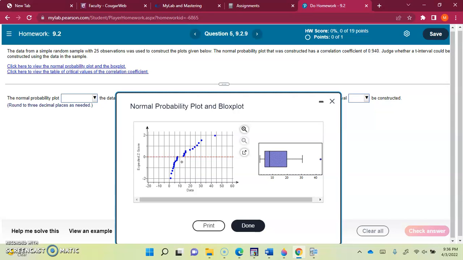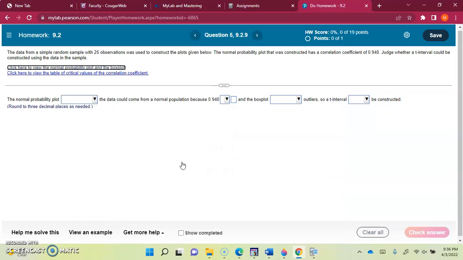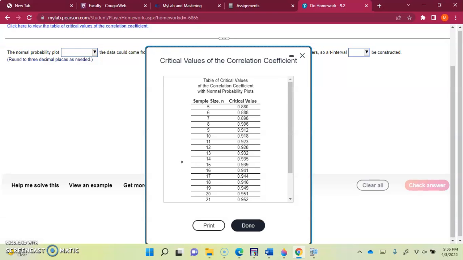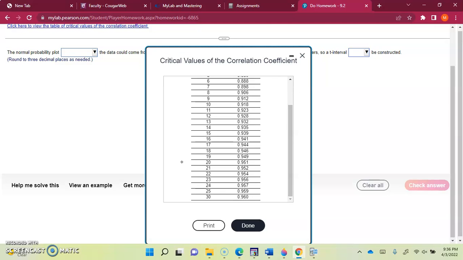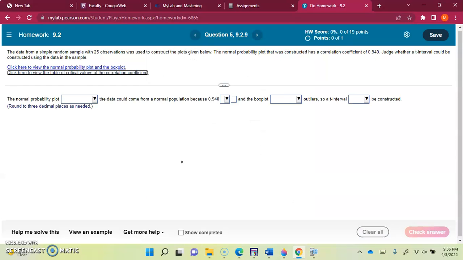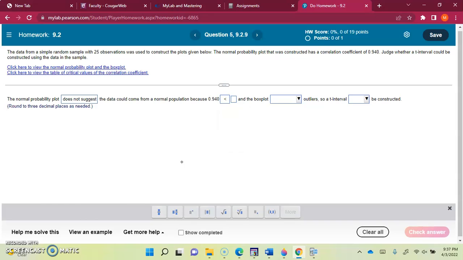The correlation coefficient has to be more than the critical value. Let's see what the critical value is. For 25 data points, it's 0.959. So we can see that 0.959 is the critical value and the correlation coefficient is 0.940, which is not more than 0.959. So we can say it does not suggest the data could come from a normal population, because 0.940 is less than 0.959.